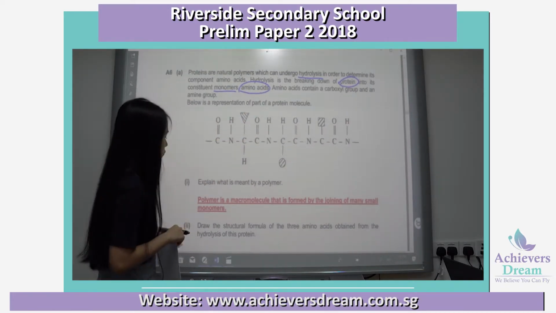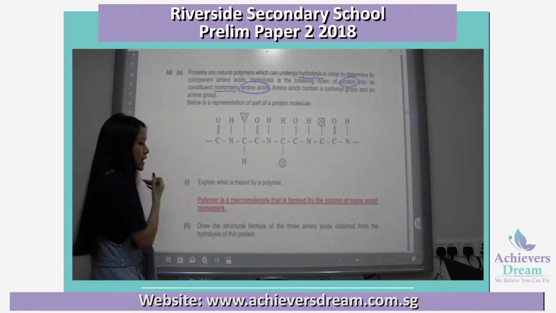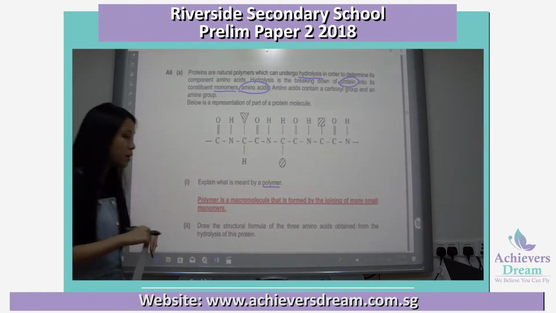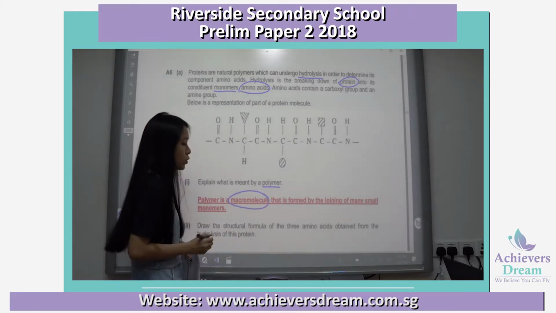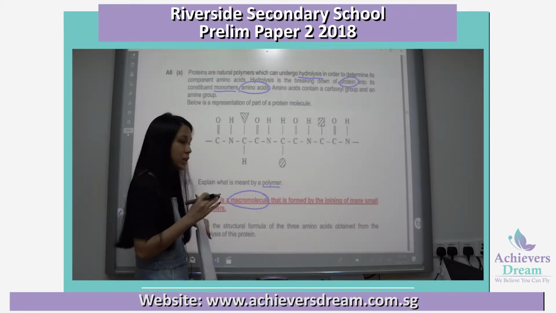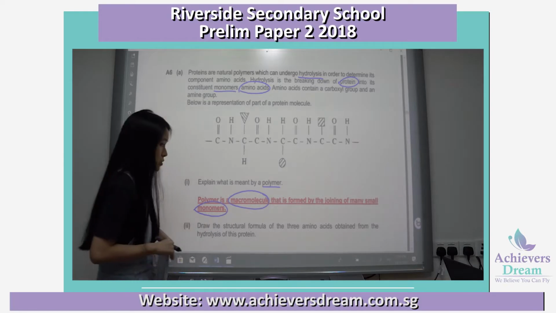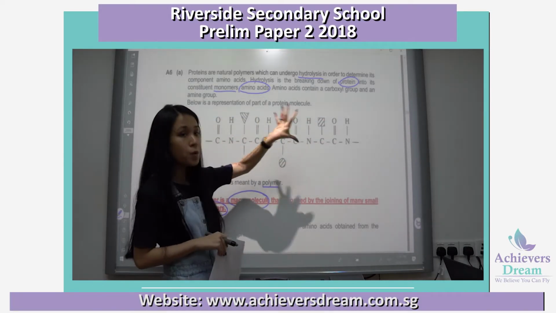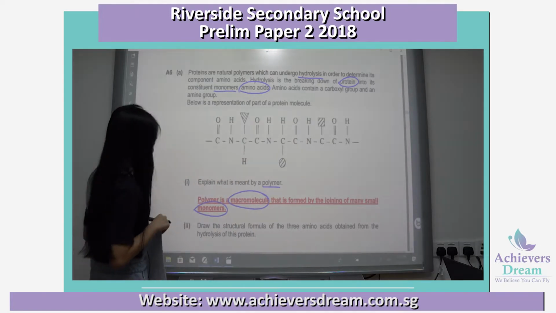So the first question, part 1: explain what is a polymer. A polymer is a macromolecule formed by the joining of many small monomers. So this large polymer here is made up of many small monomers that are covalently bonded together.